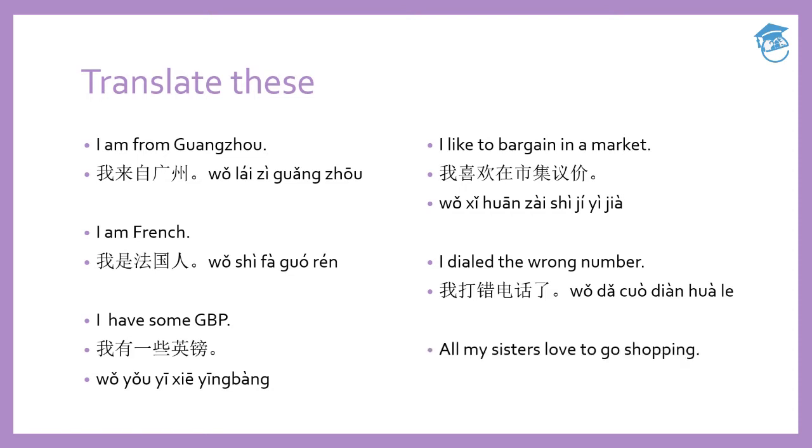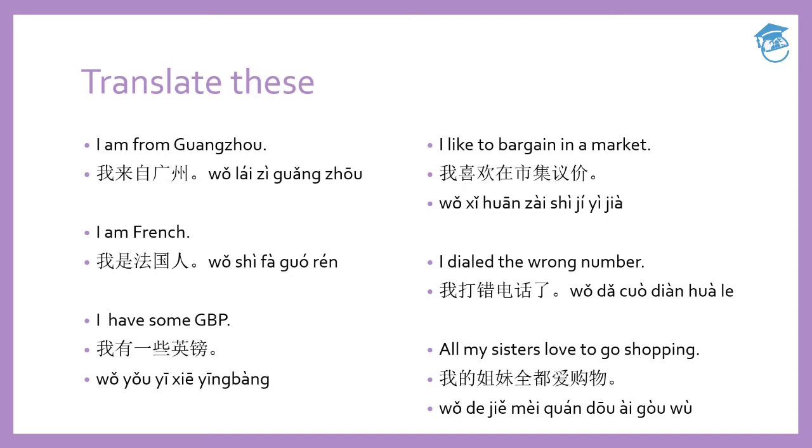All my sisters love to go shopping. How do you say this in Mandarin? It is 我的姐妹全都爱购物. You learned that sisters can be 姐姐 or 妹妹. So if you have both 姐姐 and 妹妹, of course you can always say 姐妹. Okay, and all is 全 or 都. But if you want to use these two together, it's fine. And if you want to say 我的姐妹都爱购物, it's fine. Okay, but if you just use 全 as a single one, it sounds a bit weird.